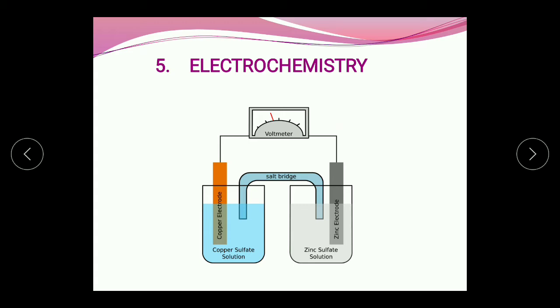The electrodes which are dipped in the electrolytic solutions are of two types. One is the cathode and the other is the anode. Cathode is where there is a reduction. I have told you, you have to just remember this thing. It is a very basic thing. At the cathode there is always reduction, and reduction is gaining of electrons.